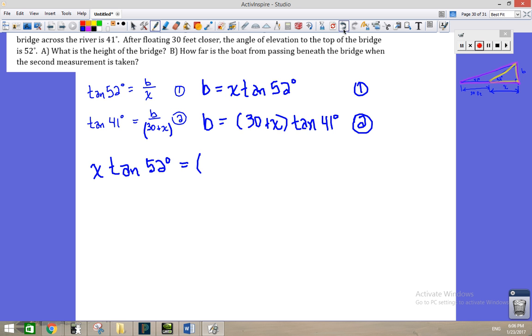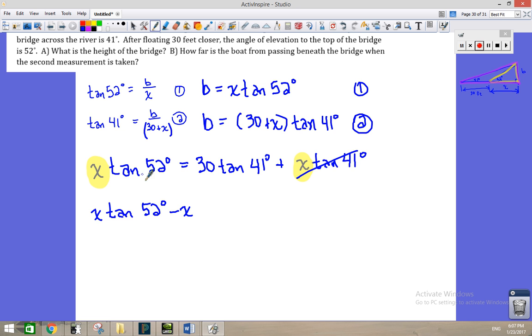And I'm going to go ahead and distribute this tangent of 41 through now. We've got 30 times the tangent of 41 degrees plus x times the tangent of 41 degrees. I need to solve for x. I need to get this x by itself, but first I need to collect the x's on the same side of the equation. So I've got the x already here on the left, and if I take that away from both sides, I have to take it away here on the left.